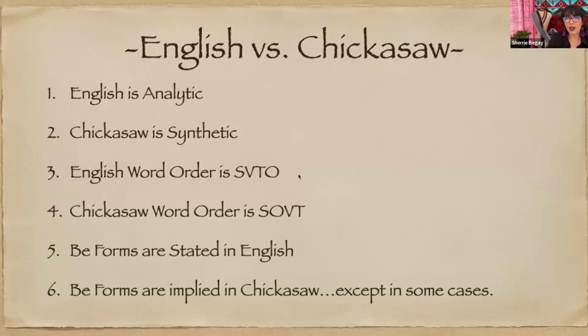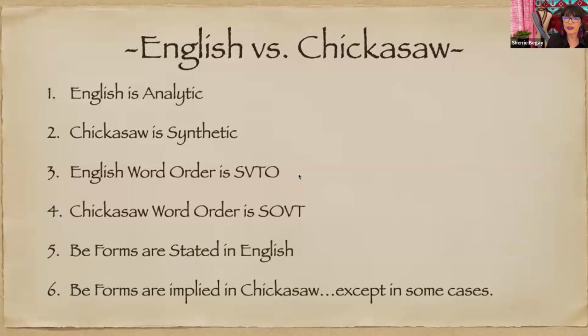Whereas in Chickasaw word order, it's SOVT. So we've got the subject first, then the object, then the verb, then the tense. So the dog is the subject, then we've got the cat, which is the object, then the verb, and then the tense. So Ofiat kowi hliotok, the dog, cat, chased. So that's the difference in the word order.